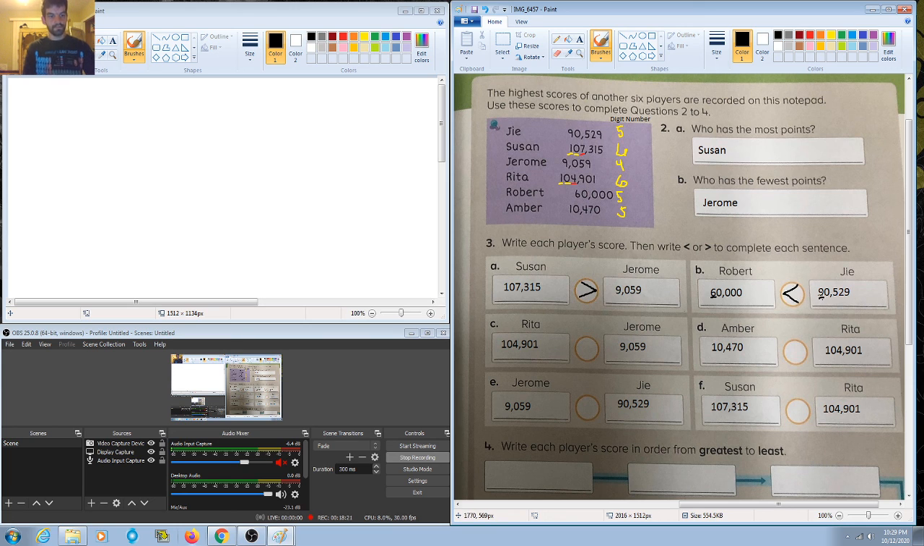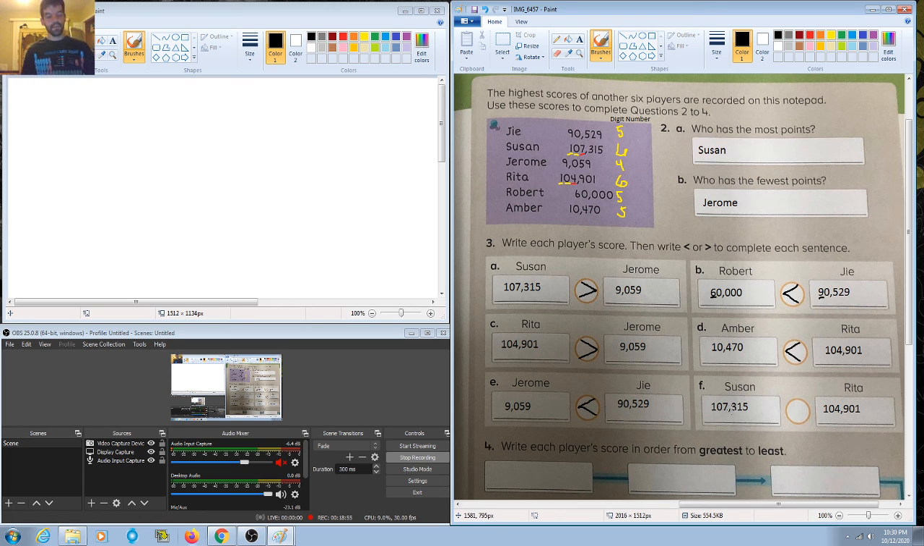Okay. Rita and Jerome, again, we have a digit comparison. We have a 6-digit number for Rita and a 4-digit number for Jerome. So Rita will be the larger score. Amber and Rita, we have a 5-digit number for Amber and a 6-digit number for Rita. So the 6-digit number will be greater than the 5-digit number. Jerome is a 4-digit number. G is a 5-digit number. So the 5-digit number will be greater than the 4.